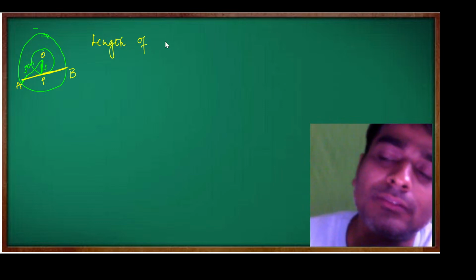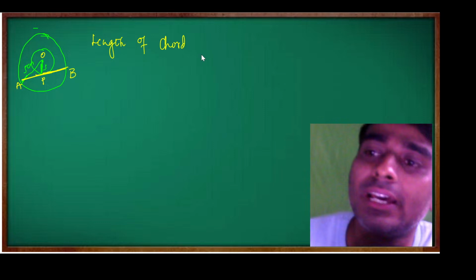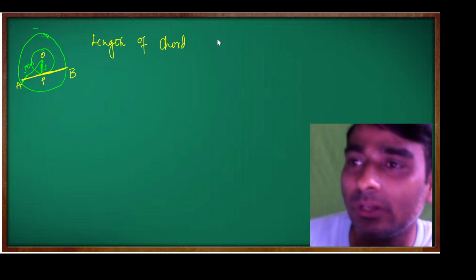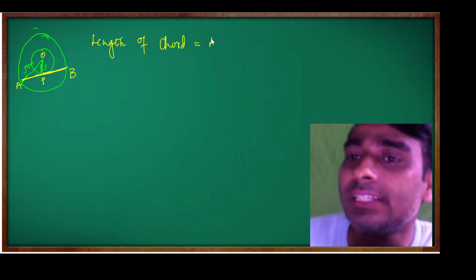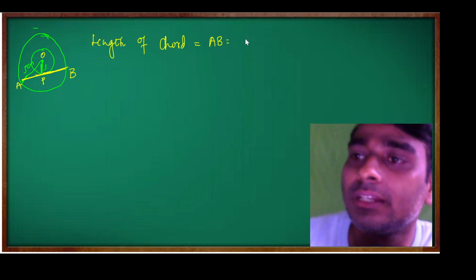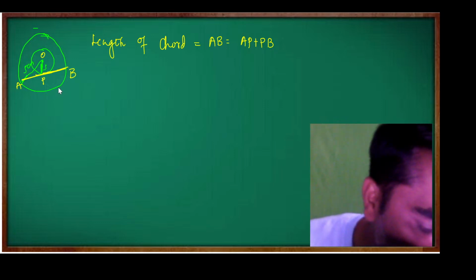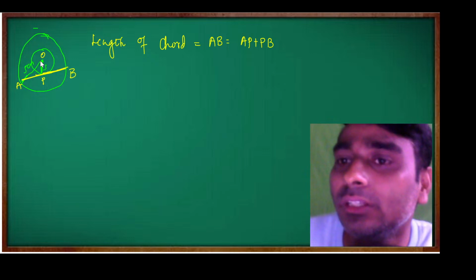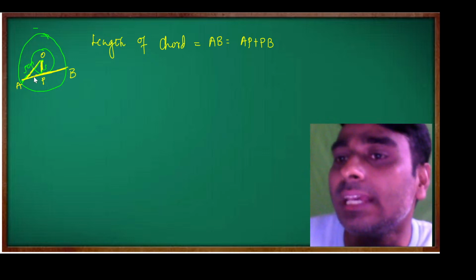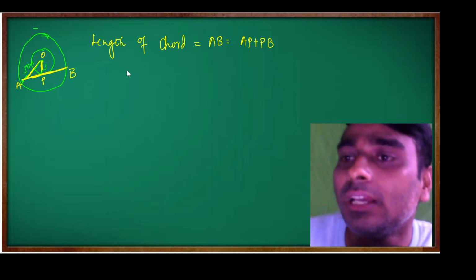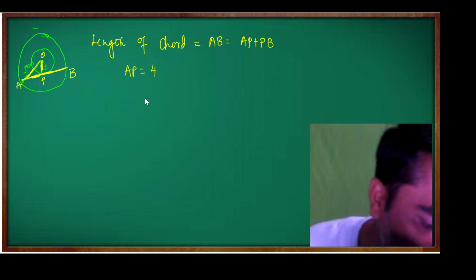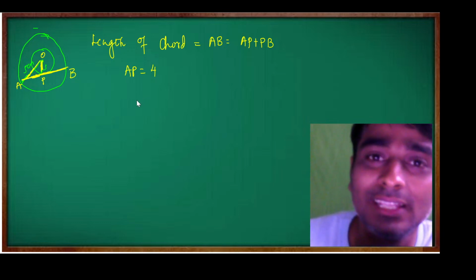Length of chord. You remember one question we have done already in the previous question paper also like this. So length of chord is equal to what? AB, which is nothing but AP plus PB. So you can now find out, here you have 5 and here you have 3. So this AP easily you can find out. AP will be equal to 4. AP will be equal to what? 4. How did you say this, sir?